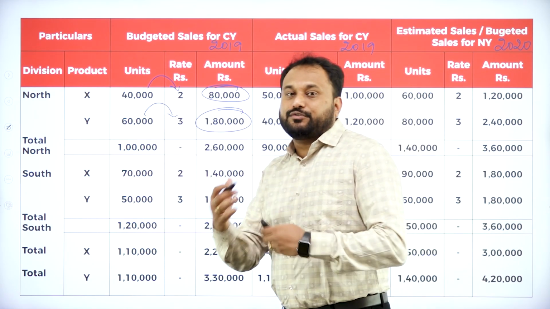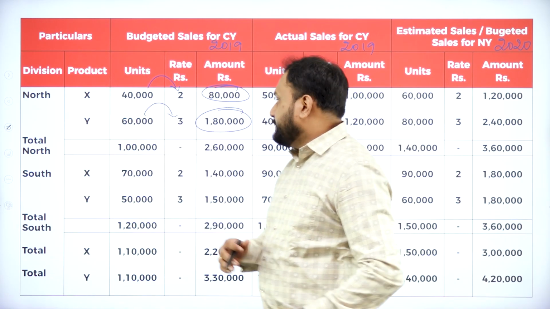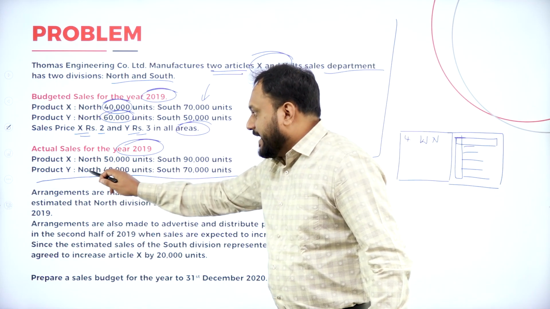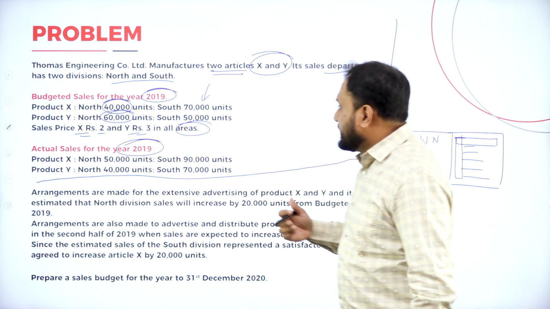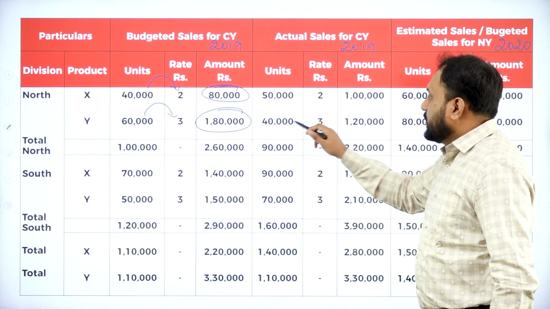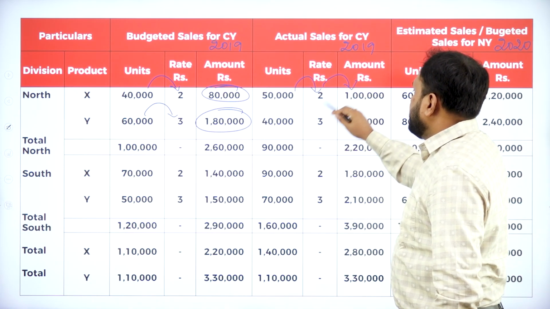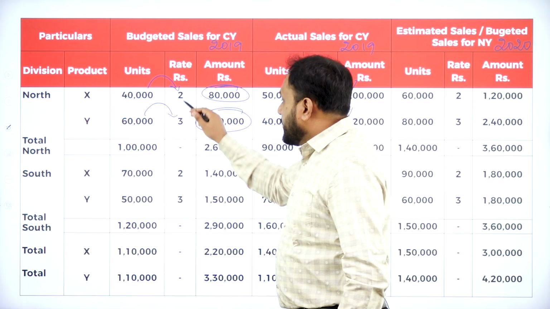Same way you need to follow with the actuals also. Take the actual figure, go with it. Say for example, actuals we have, North is 50,000, then Y is how much? 40,000. So 50 and 40 here, 2 and 3. So what is that I have done here? 52 and 43, done. Multiply it, you will actually get, this is the multiplication you are supposed to do, done. Now rate column we are not supposed to add.